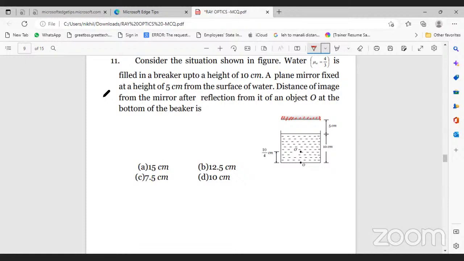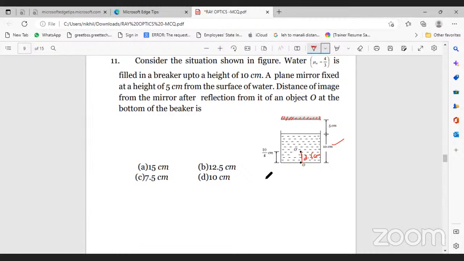Okay. Now, the refractive index of water is 4/3. What is the height of the water? 10 centimeter. Image appears to be at 10/4. So what is this distance? 10/4 means 2.5 centimeter, right?